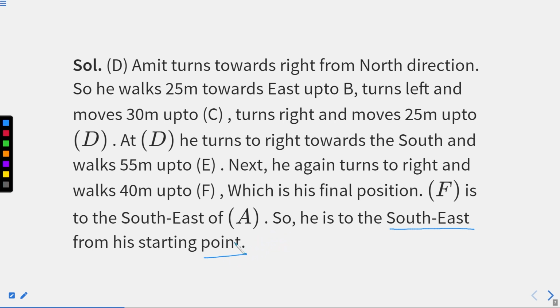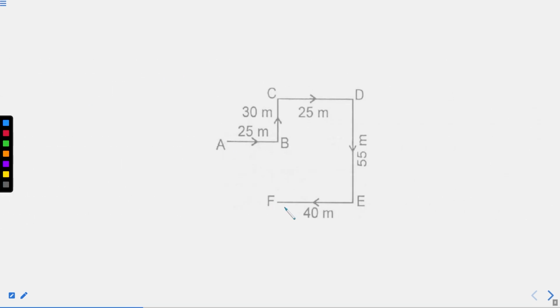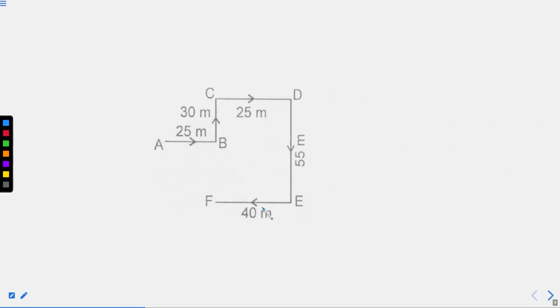Till now, what we are doing is following all the instructions given and we eventually get this diagram. And in this diagram as well, I have explained point A, then 25 meters, then point B, then 30 meters in the northern direction, then point C, from point C 25 meters to point D, and from point D we moved to point E, that is 55 meters, and from point E we moved to point F, that is our final point, by moving a distance of 40 meters.